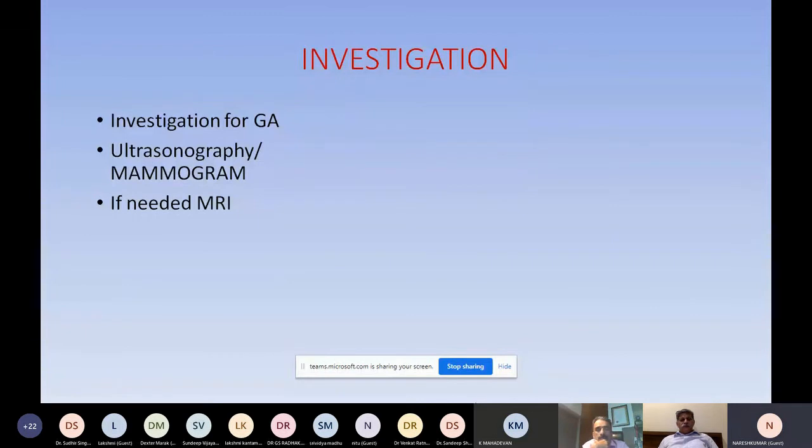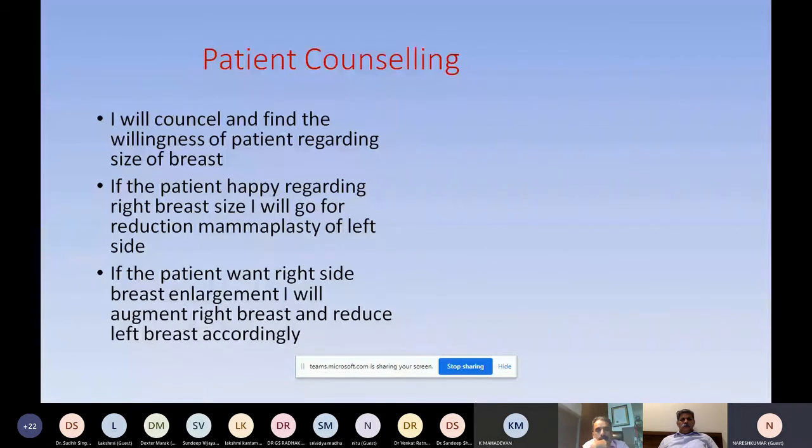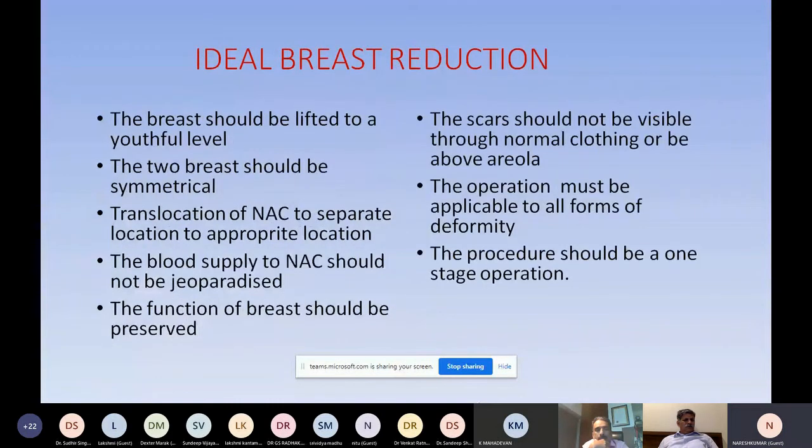What is your plan? First I will counsel the patient regarding the reduction mammoplasty, and I will ask her whether she is happy about the breast size of the right side, the normal breast. If she is not happy about that, I will do an augmentation mammoplasty, and with that I will do reduction mammoplasty of the left side according to the right side size. If she wants to increase the size of the right breast, I will do augmentation mammoplasty, and with that I will do the reduction mammoplasty of the left breast equal to the increased right breast size. I will reduce the left side.